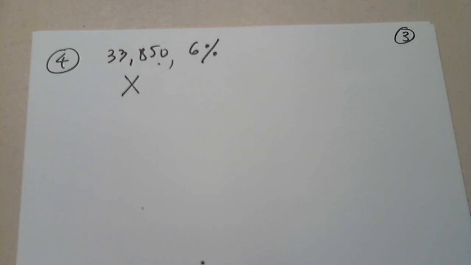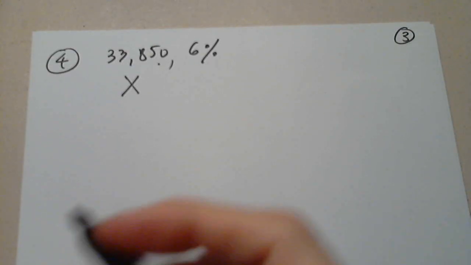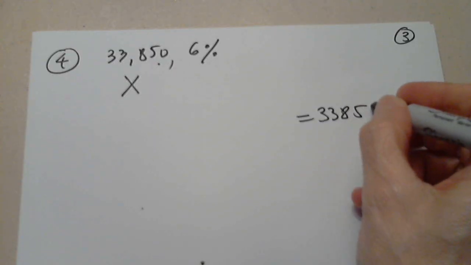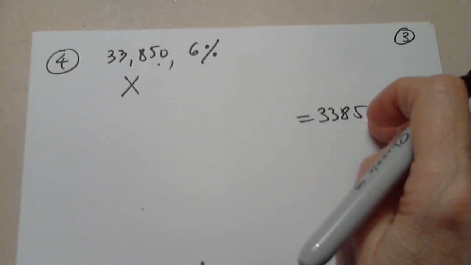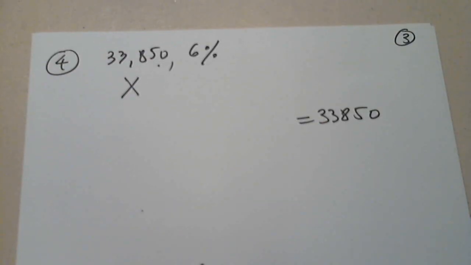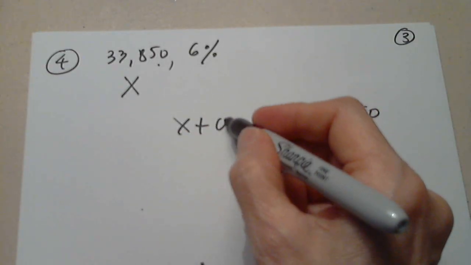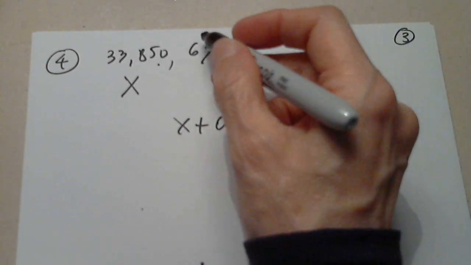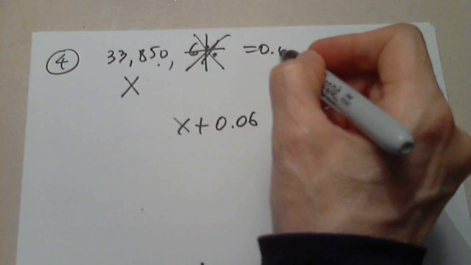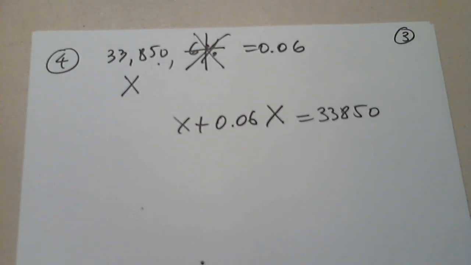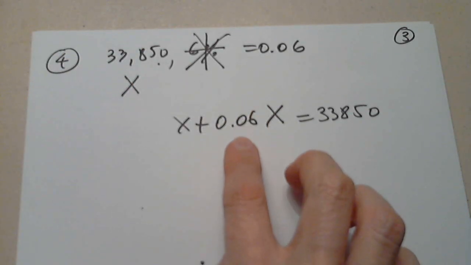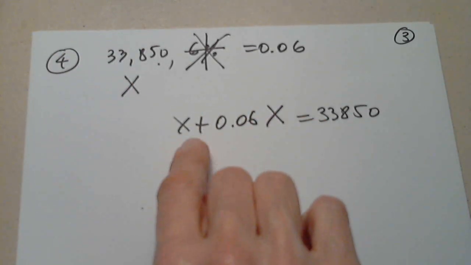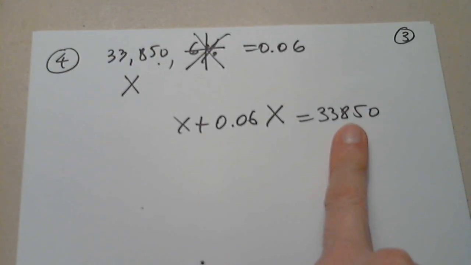Y equals 0.06x plus 33850? No. So the total is 33,850. This is what we end up paying. We cannot add anything else to it. That's the total. Is it x plus 6 equals? You mean 0.06. We can never use 6%. We have to change it to 0.06. So to the original price, we add 6% of the original price, and we end up paying this.